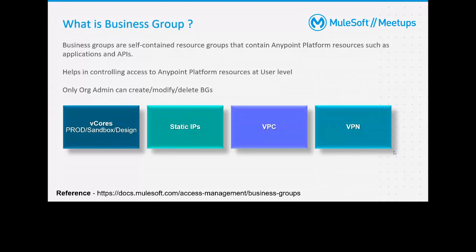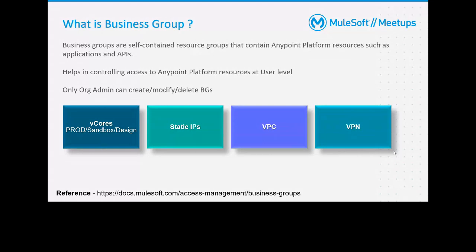So these are the components which we'll be allocating when we are creating a business group. That's vCores, basically for prod, sandbox, and design, and static IPs, VPC, VPN. Whatever we need for that business group can be used here. For more details, you can refer to the URL mentioned here. Okay, then let's look into why and when do we create business groups.